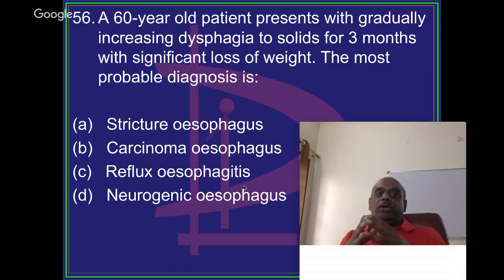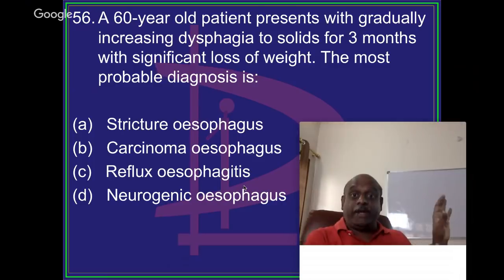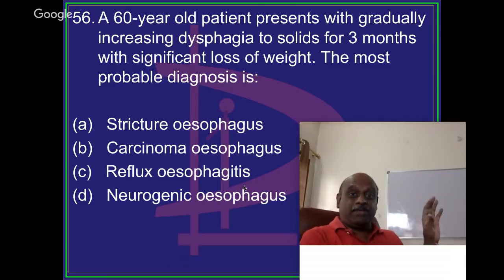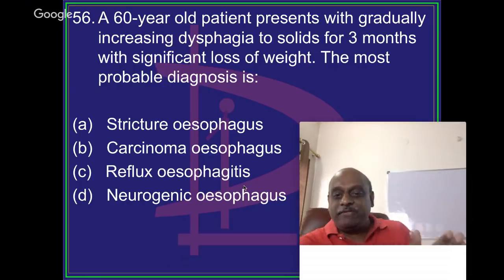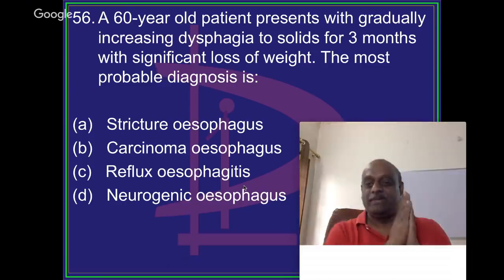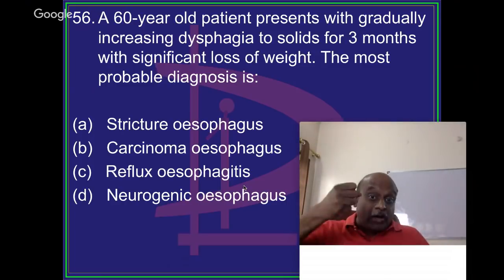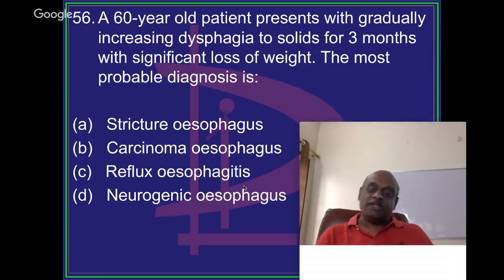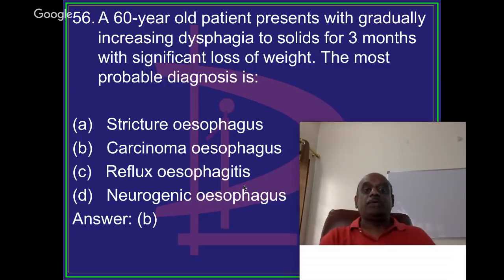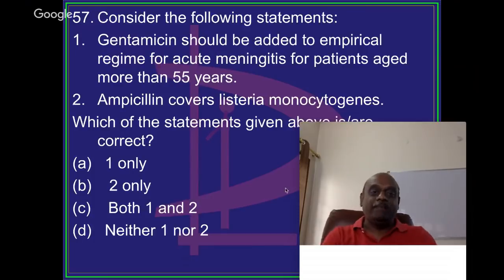A 60-year-old, increasing dysphagia to solids for 3 months. Loss of weight, very important clue. Loss of weight, if present, what does it mean? There is an underlying malignancy leading to the obstruction, stenosis. That's what you need to remember. So, carcinoma esophagus is something that you need to consider.